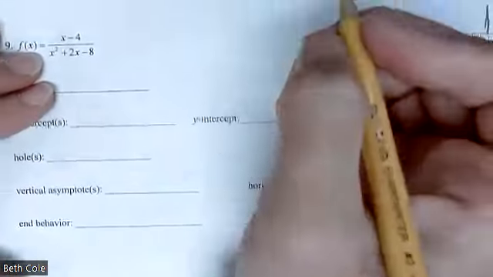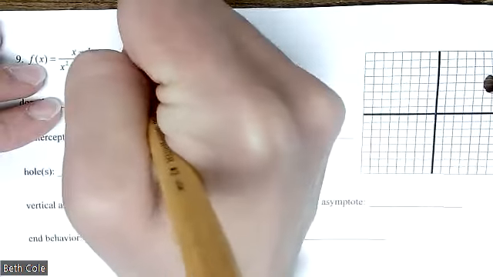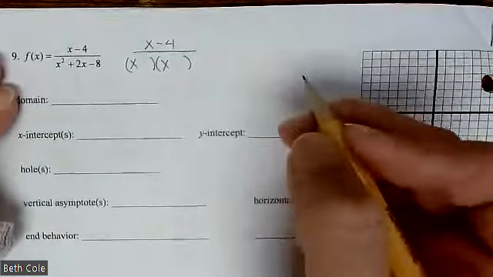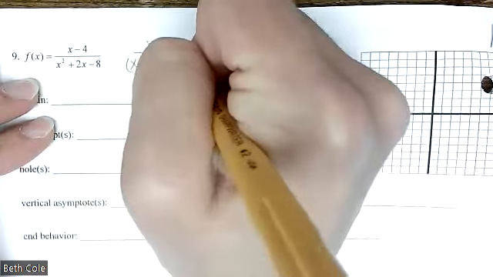All right, one more. Number 9. We're going to need to factor the denominator. So draw your 2 parentheses. And then think about how 8 is going to split up. Good. It'll be +4 minus 2.